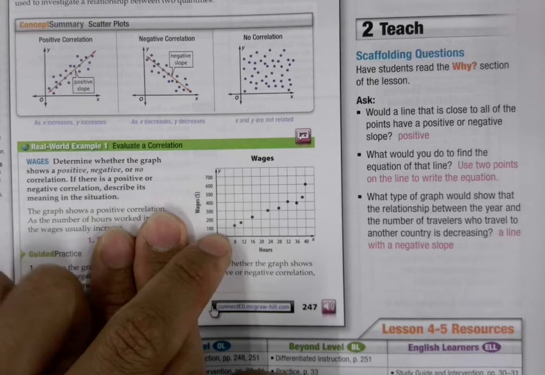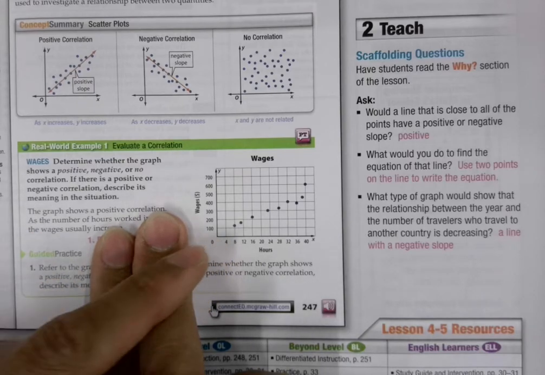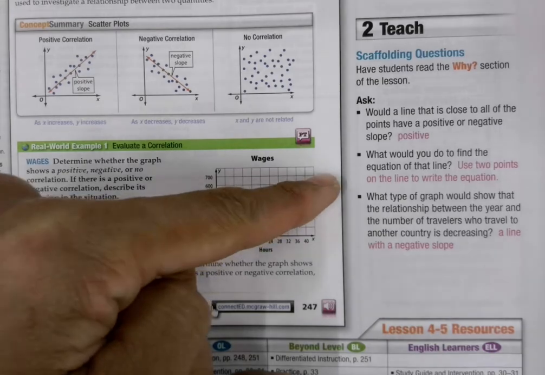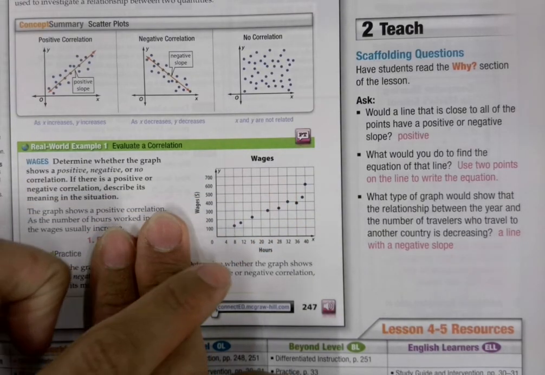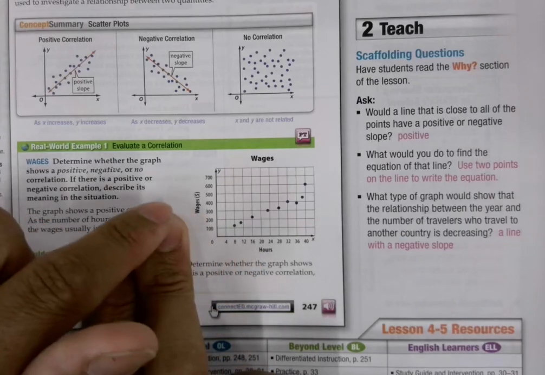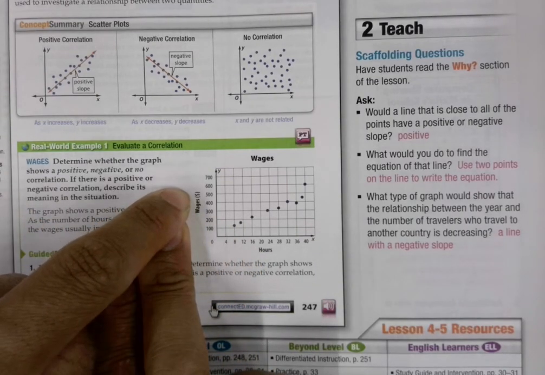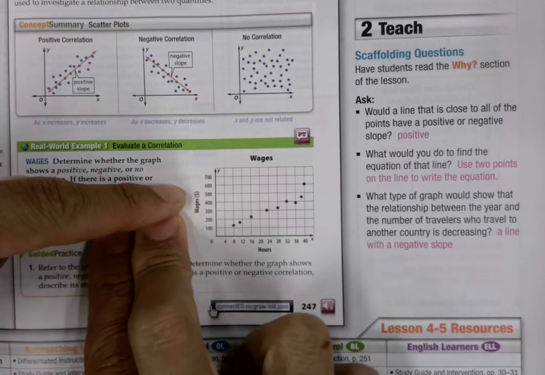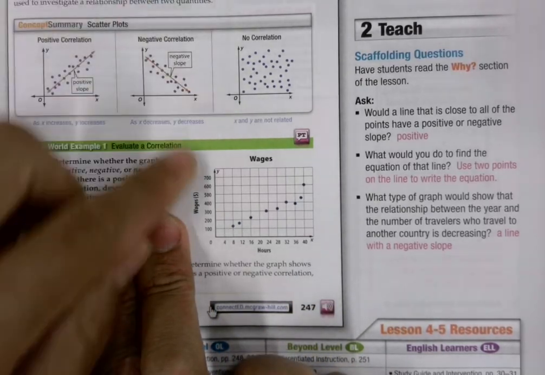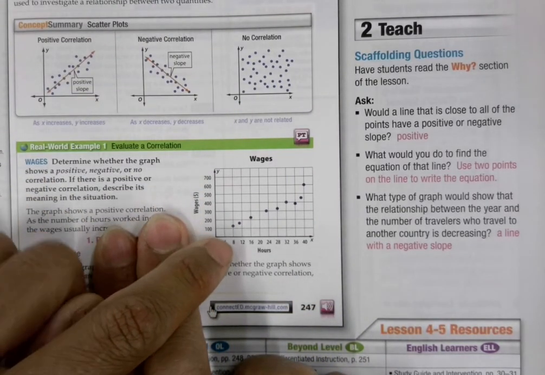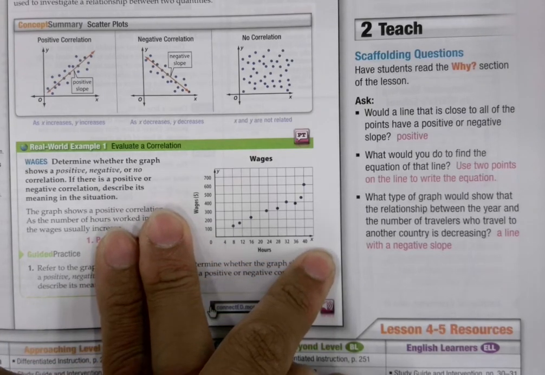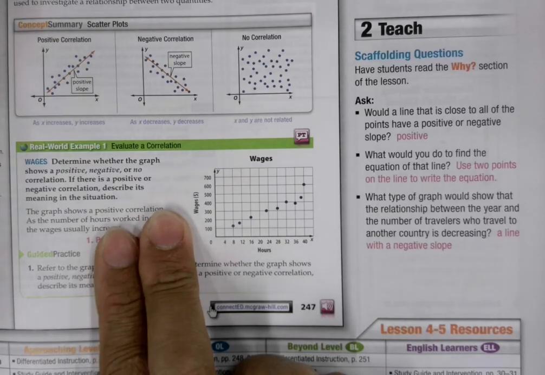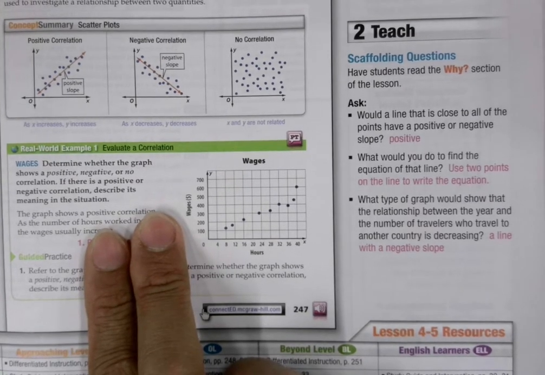So looking at this chart, we can see that there is a positive slope. So there is a positive correlation between hours worked and wages earned. And the meaning of that is that typically the more hours people work, the more they'll be compensated and paid for their time.